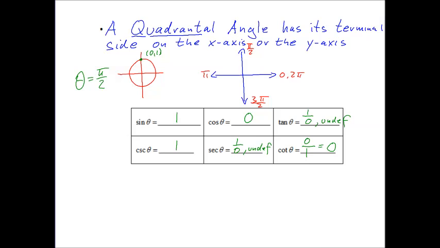Quadrantal angles are the angles that land directly on the x and the y axis, and they have special values for their trigonometric functions. The values are either 1 or 0, and some of them are even undefined. Now let's talk about how do we use the unit circle to find values of trig functions. Here we're supposed to find some trig functions.